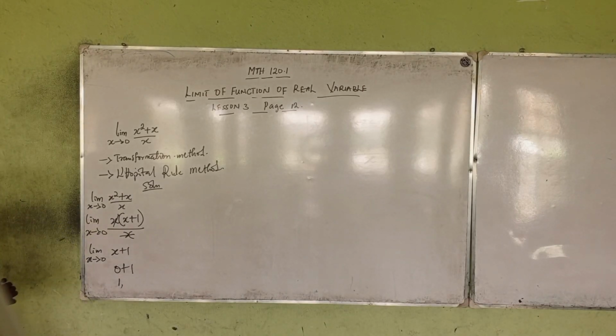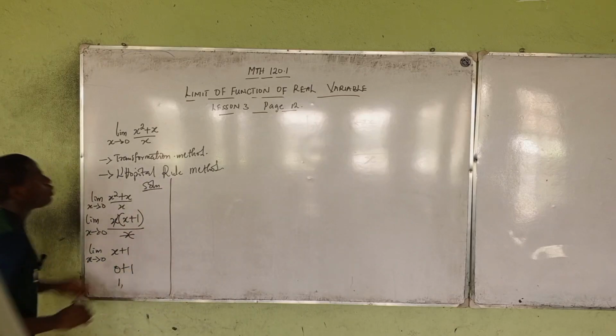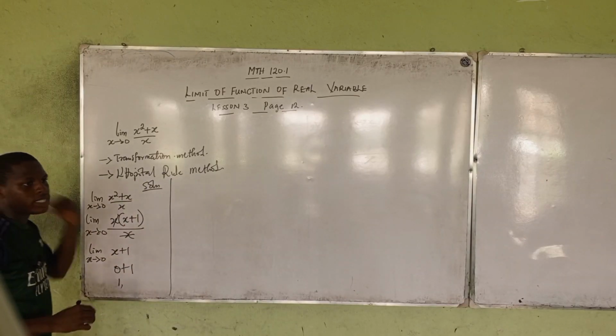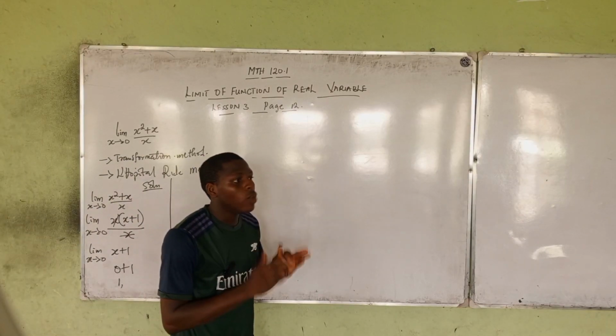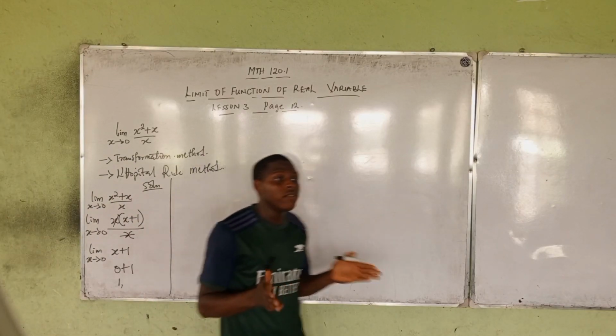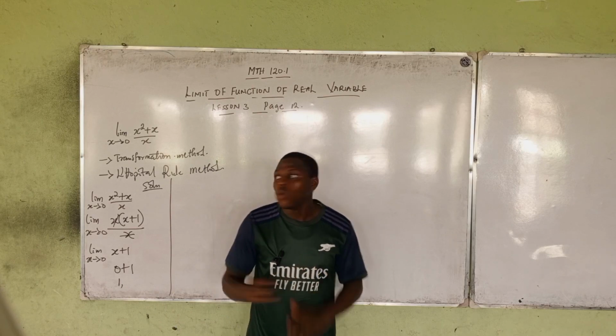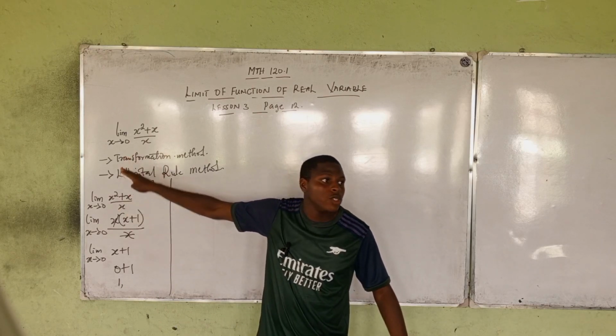Now let's use the next method, the L'Hopital rule, to check if we have the same answer, 1. The L'Hopital rule is simply telling you to differentiate. If you can do your elementary differentiation very well, you are good to go with the limit of a function using the L'Hopital rule.